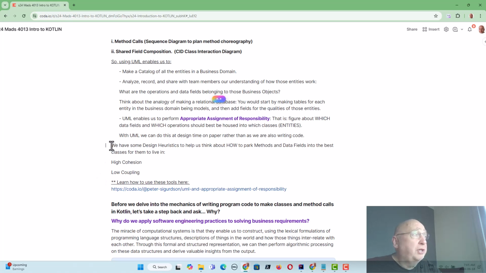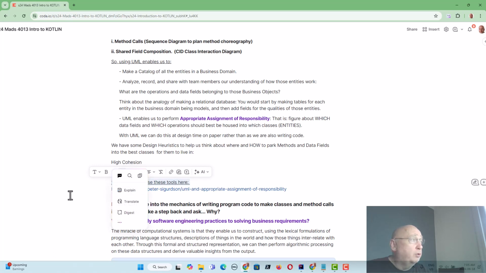Some design heuristics we use to help us think about how and where to park methods and data fields into the best classes or business objects is by applying these principles of high cohesion and low coupling. Not going to talk about it now. Go and read my lecture note here for more inputs on that.